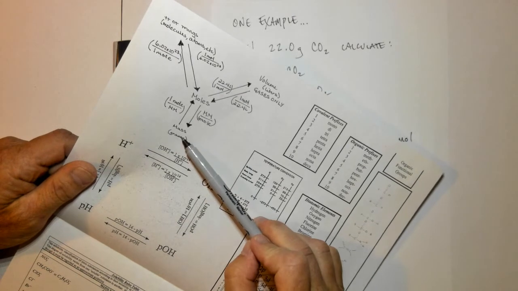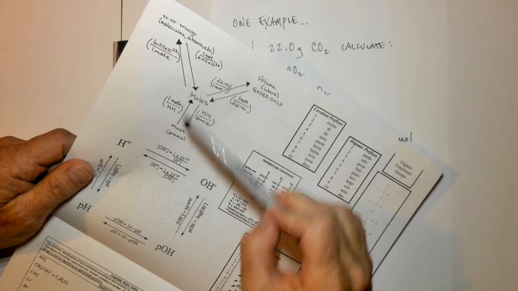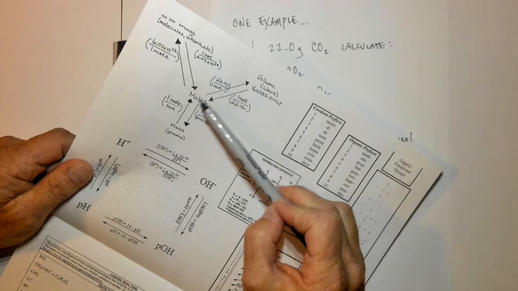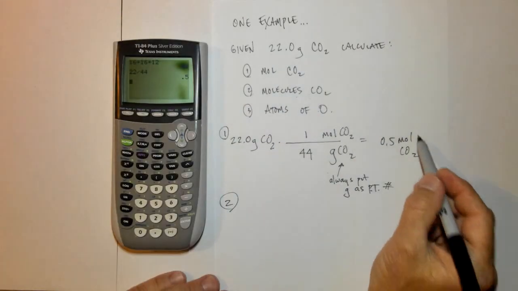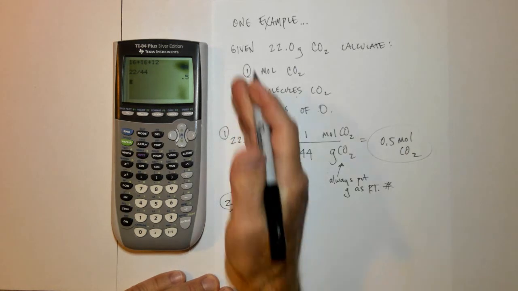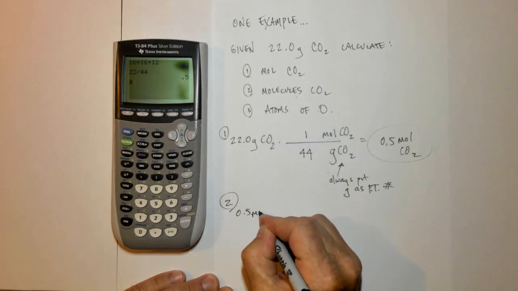Notice there's no way to go directly from grams to molecules. You have to go through the mole. That's what makes the mole so useful. It's kind of the hub of everything else. And so I'm actually going to start with my answer right down here, right on the left-hand side where the red line is, 0.5 moles CO2.